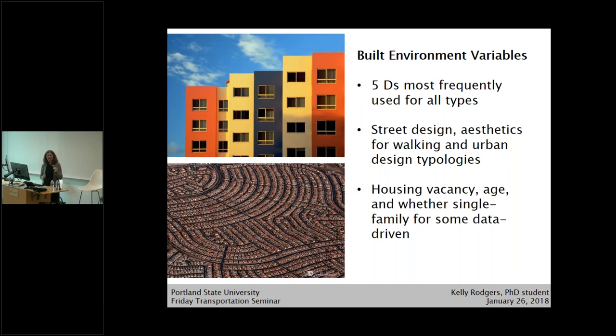And other studies looked at things like housing, age, and vacancy, single family or not. And sometimes that's used as a proxy. So you think about post-World War II development and the housing patterns and street patterns that came from that, so that you could almost, and some people did use that, as part of their binary constructions for place type.